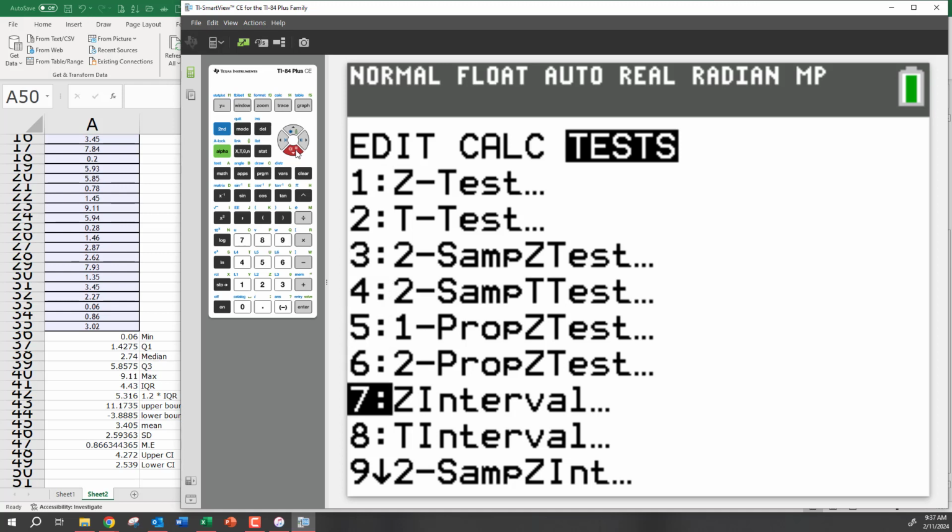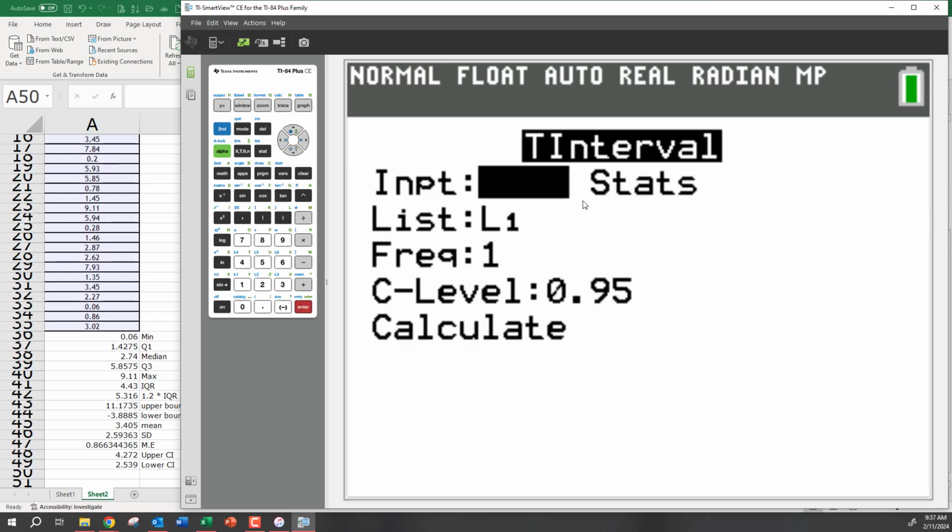And then here you go. The Z interval would be if we're doing a confidence interval on the Z curve, but we're doing a confidence interval on the T curve, so we choose that one. Then it wants you to either input the data or input the stats. If you wanted to input the data, you'd have to manually type in all 34 of these into list 1. Oh, we don't want to do that. So instead we're going to choose stats.